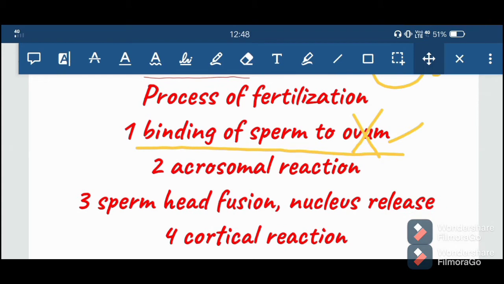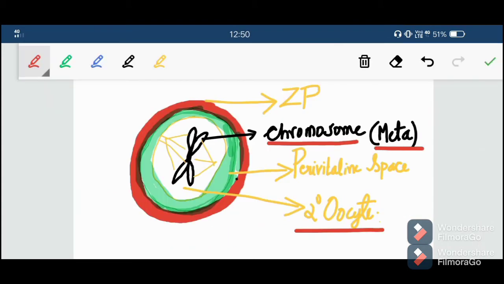Let's see the structure of the secondary oocyte, guys. This is the chromosome arrested in metaphase. This green colored structure is called the perivitelline space. It is a space. The red colored thing is the zona pellucida. The important functions of the zona pellucida are that it prevents the implantation of the fertilized ovum in other sites like the fallopian tubes, etc. It also prevents polyspermy.